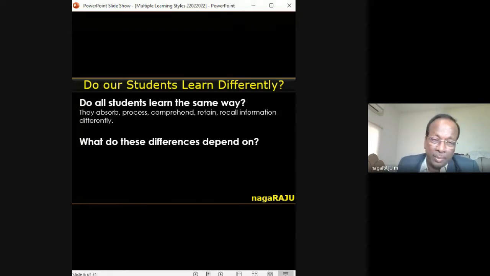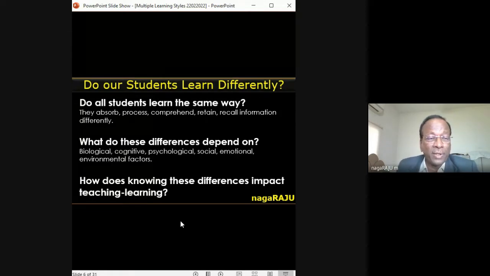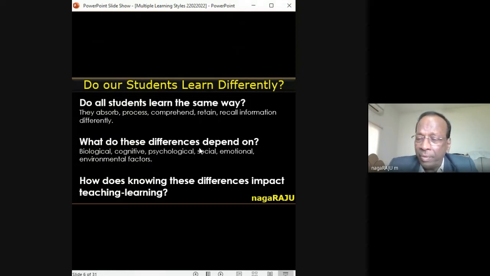These also could contribute to the differences. Okay, what does the video say? The video says biological, cognitive, psychological, social, emotional, even environmental factors could affect the way one learns. So instead, what we are doing is taking the whole lot as one single, as I told you already, uniform lot, and then we approach them the same way. We expect the fish to climb trees and climb down, and that's where the system fails.